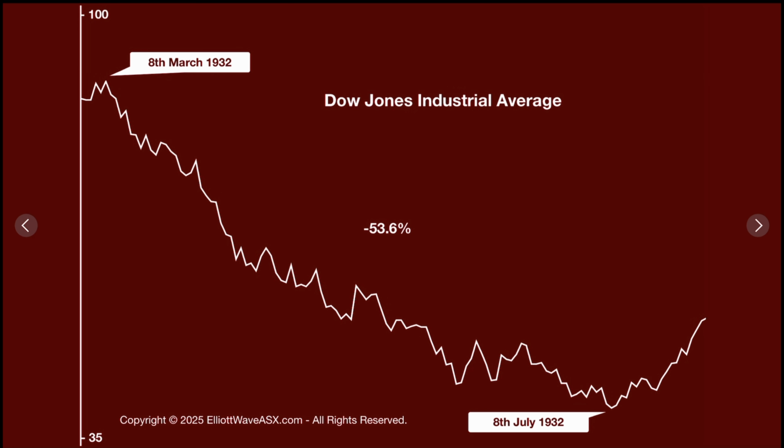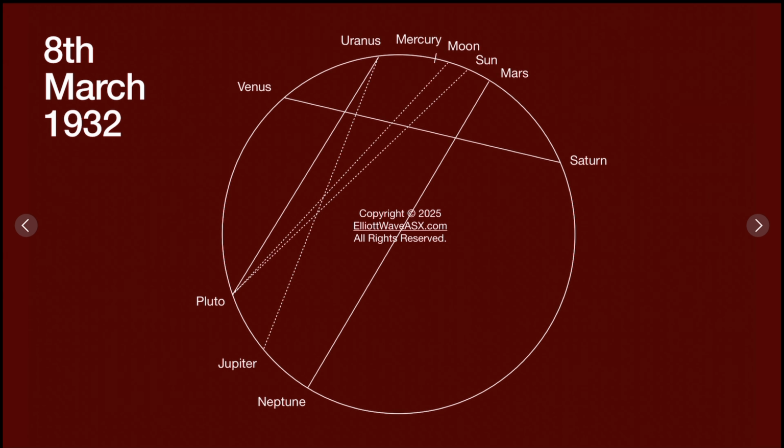Now back to the 50% decline into the Great Depression lows. These were the aspects at the 8th of March 1932 top. And note, Mercury is the closest planet not in the end-in pattern.